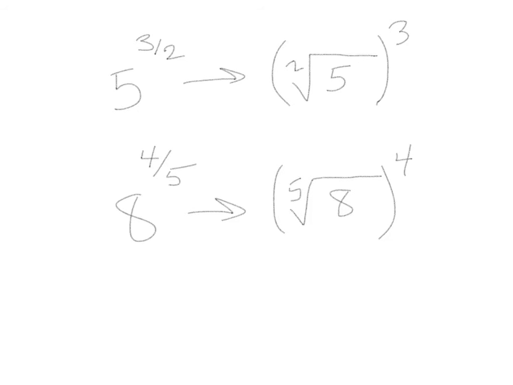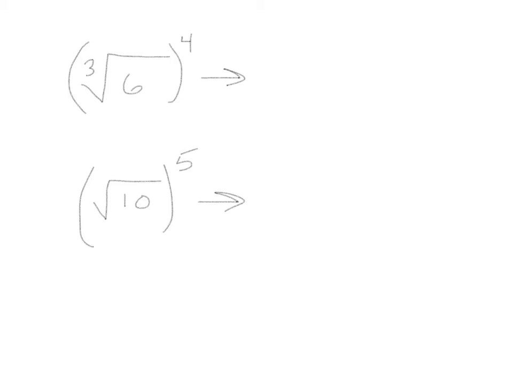Let's take a look at going backwards. If we have problems in radical form, change it into exponential. So in this, whatever your radicand is, you can begin by writing that as your base. So 6 will be the base. The 3 and the 4, we want to make a fraction out of it. How we do that is the index, the 3, will be your denominator. The power, which is 4, will be your numerator. So we will make this 6 to the 4/3 power.